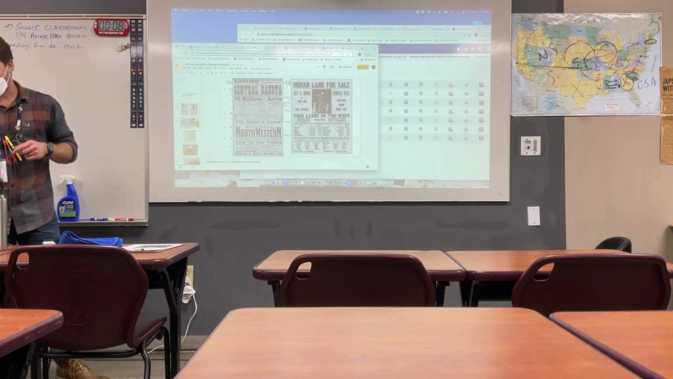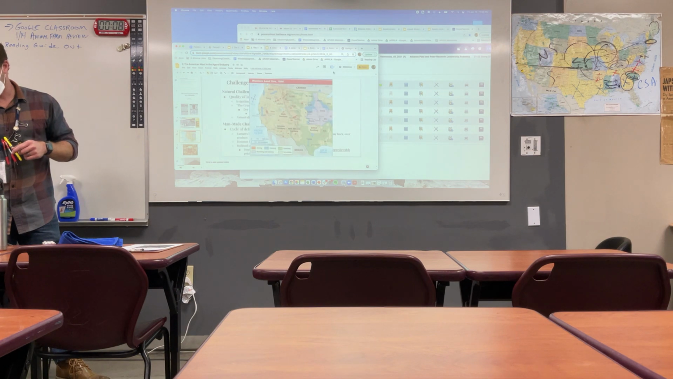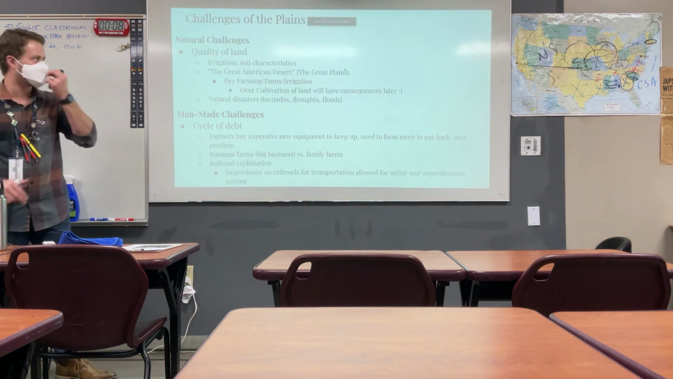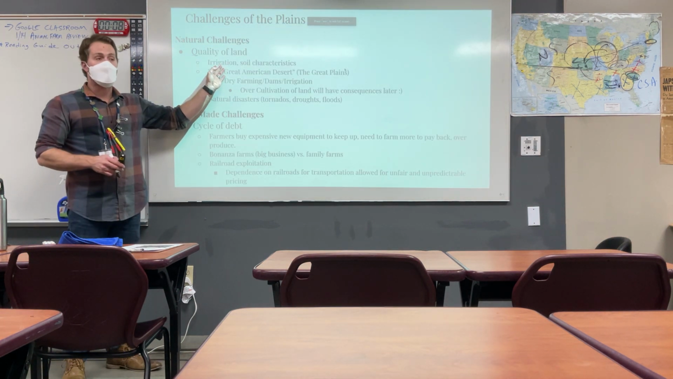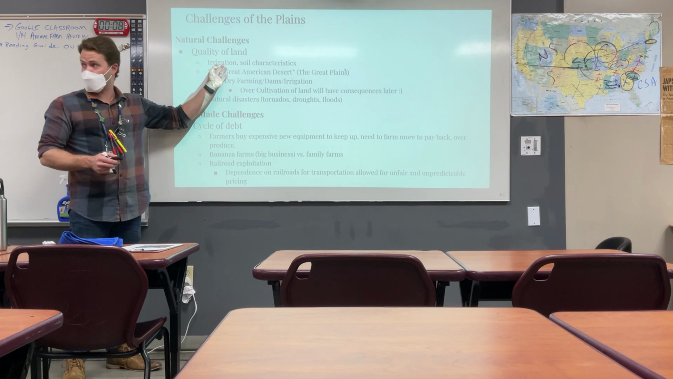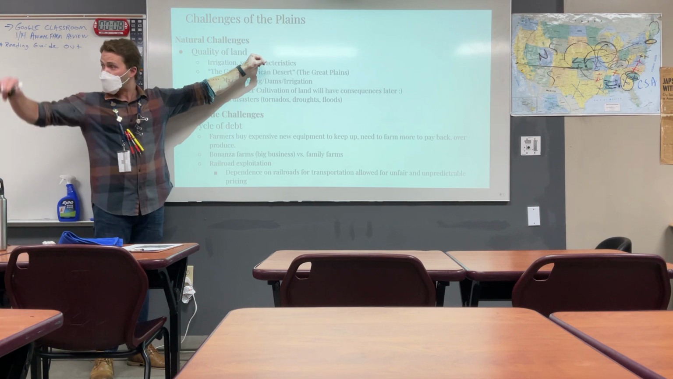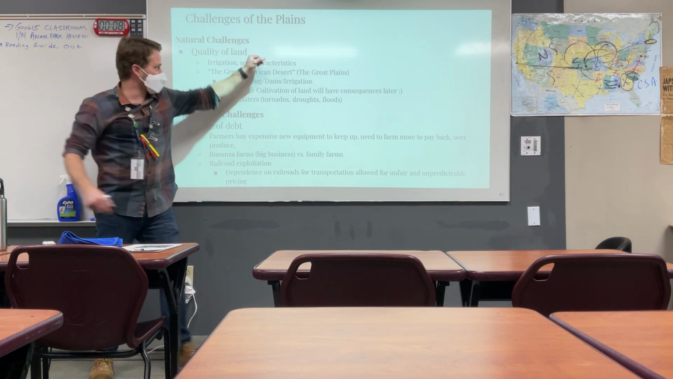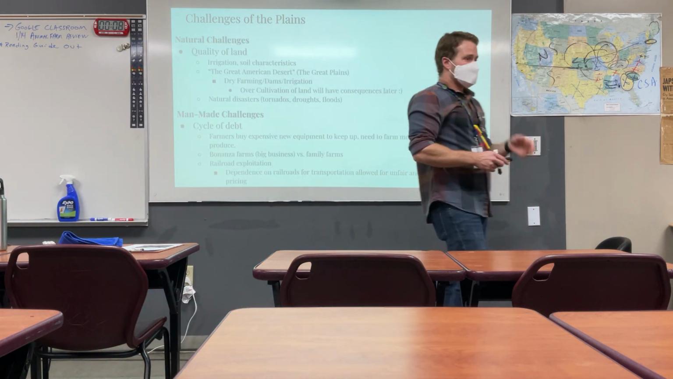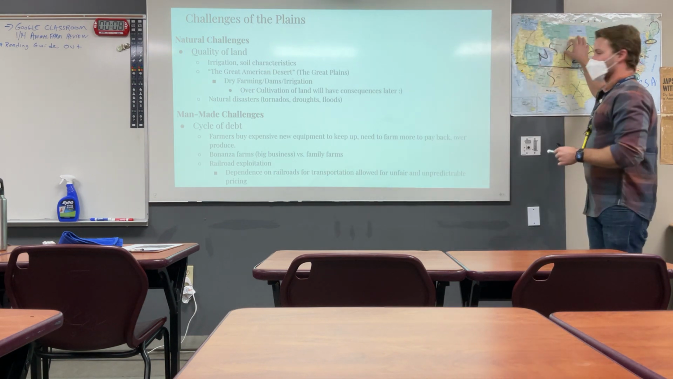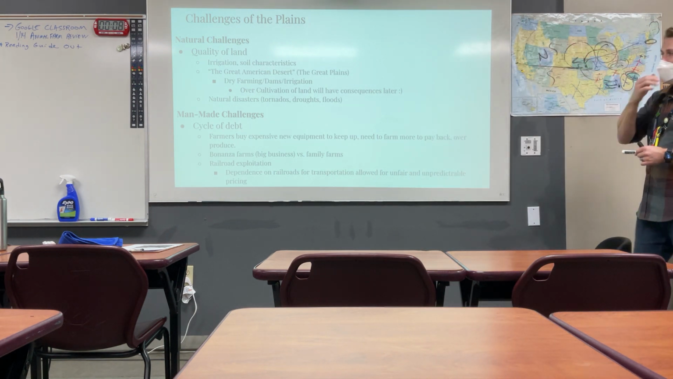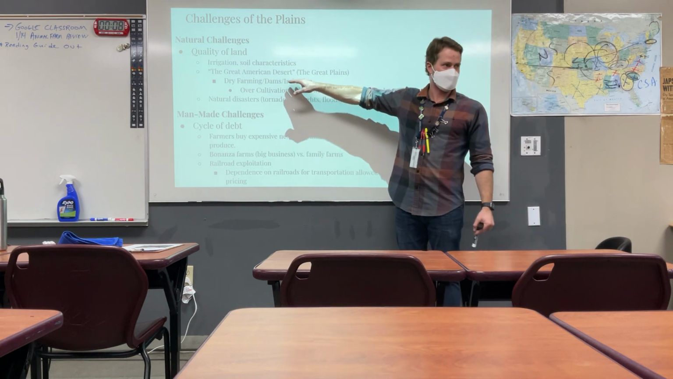The land is not great for farming, which is not the best case scenario to move out and farm. So the irrigation is hard. There's not a lot of natural rivers and waters in the middle of the country out there. The soil is not great. This area becomes known as the Great Plains. But it's originally called the Great American Desert.